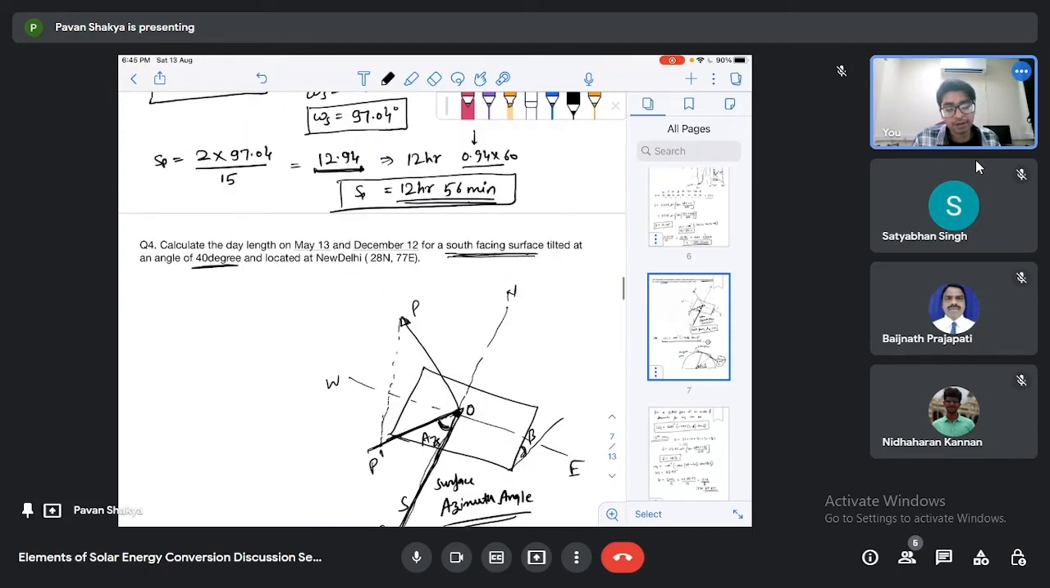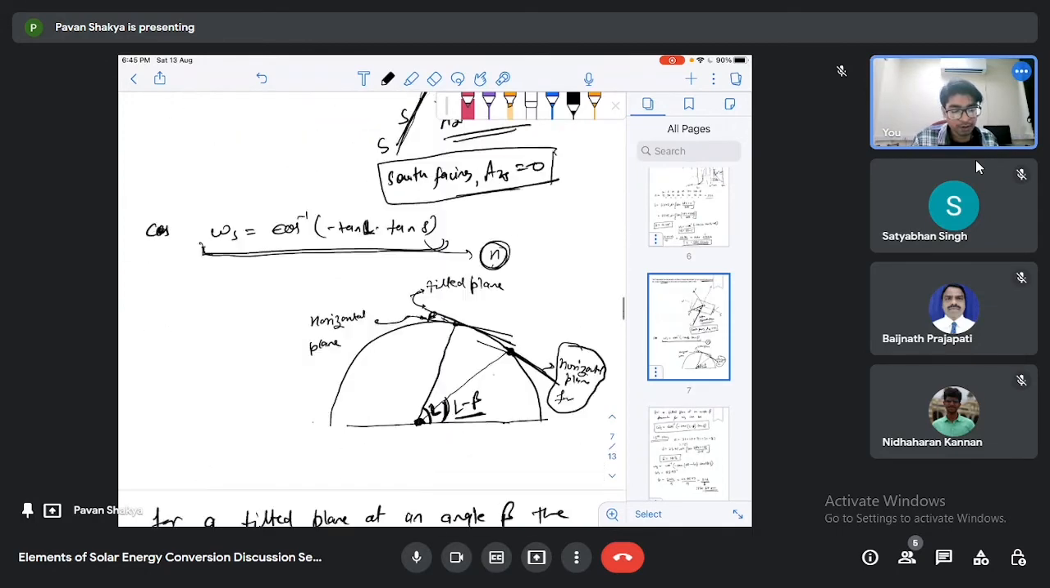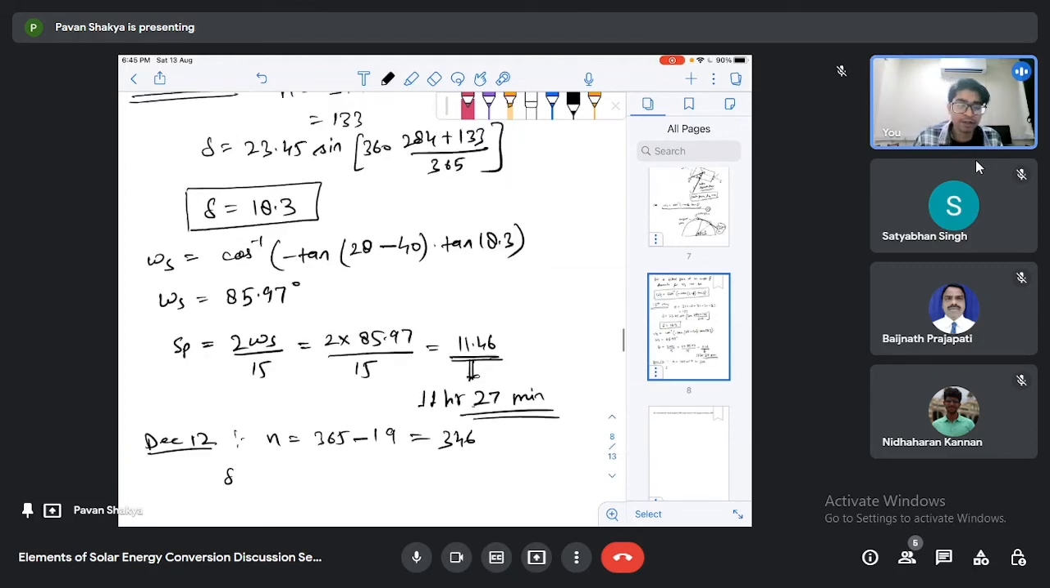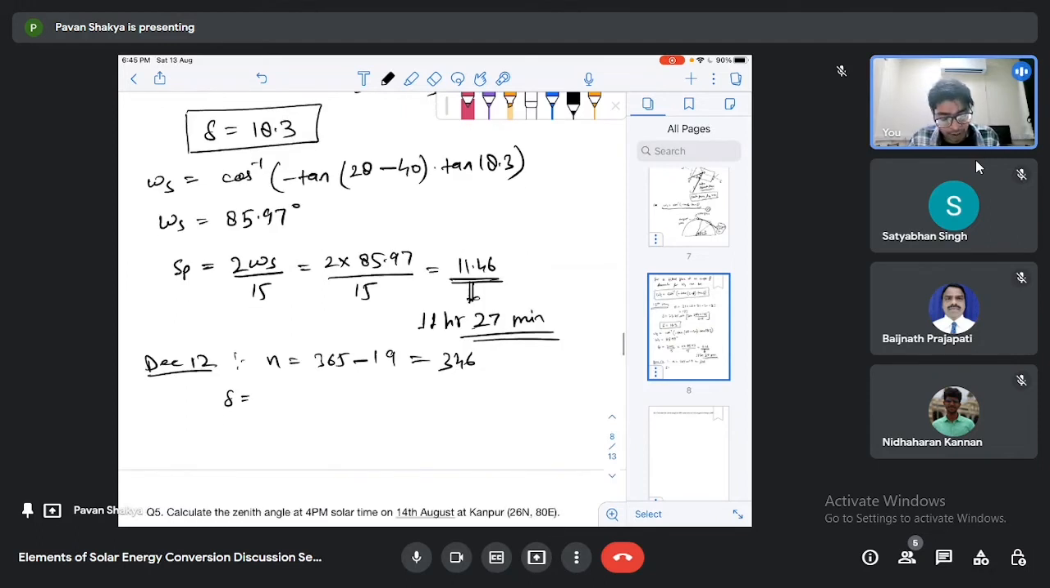Similarly, we can solve this for December 12. For December 12, the n value will be 365 minus 19 days that remain in the year, so it will be 346. Then you will use the formula that I have written above for delta, and you will find that this delta value comes out to be minus 23.18 degrees.